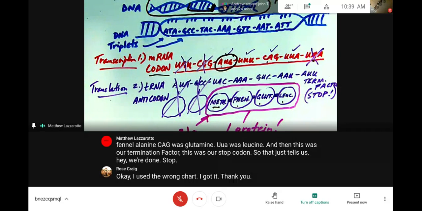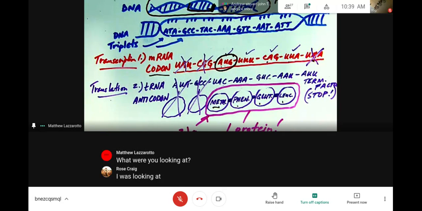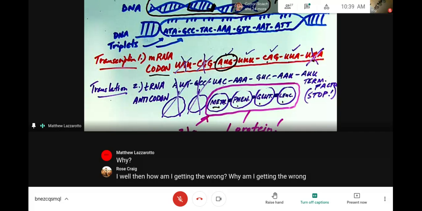What were you looking at? I was looking at the circular one. That chart is the same thing, kid. Well then how am I getting the wrong thing still? So here, let me present.